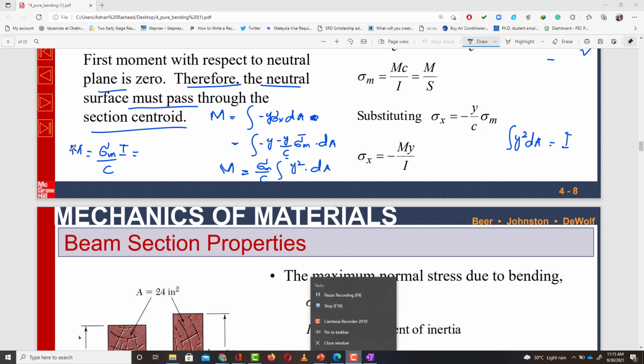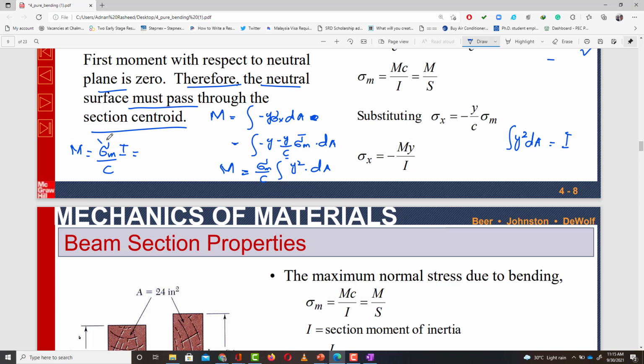So moment is equal to sigma m into I divided by c, where sigma m is the maximum stress, I is the second moment of inertia about the neutral axis, and c is the distance from the neutral axis to the topmost or bottommost layer, depending upon. Clear?